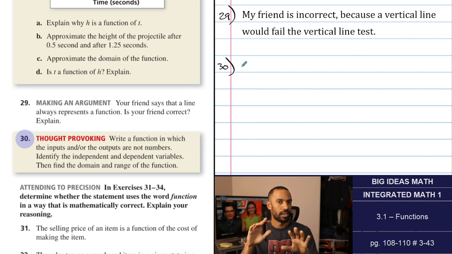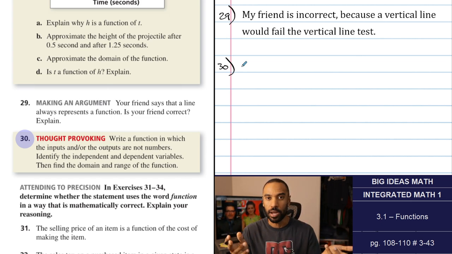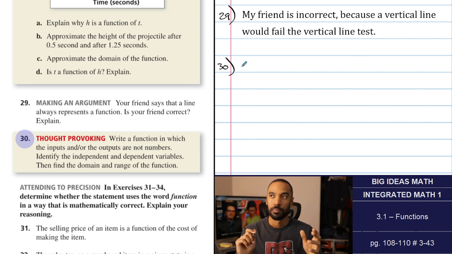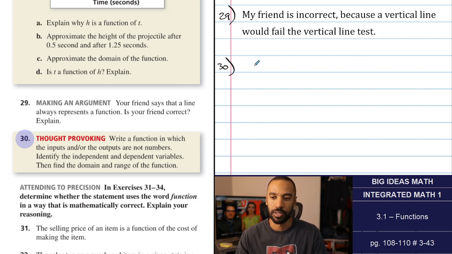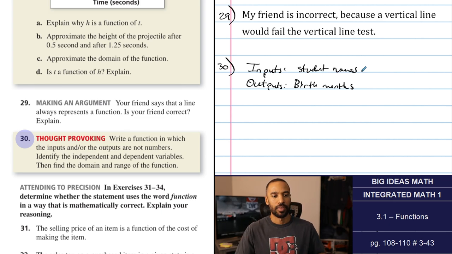We kind of saw that was one that wasn't on the button presses one, right? The outputs weren't numbers, they were food items. So I could do people, students and their birth months. I can do both, right? Independent or inputs. Oh, do I have to actually come up with them? I'm going to describe them first. So inputs are student names and outputs are birth months. Now we know our different birth months, January, February, etc., things like that.